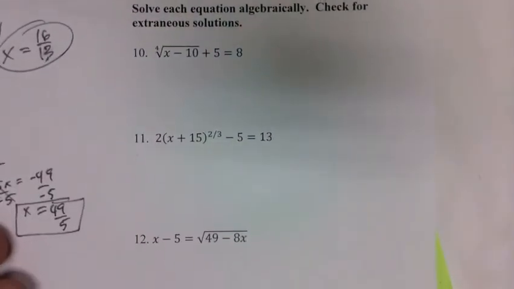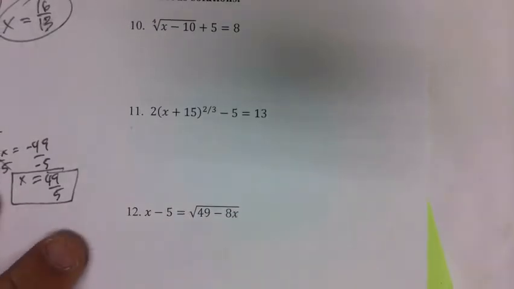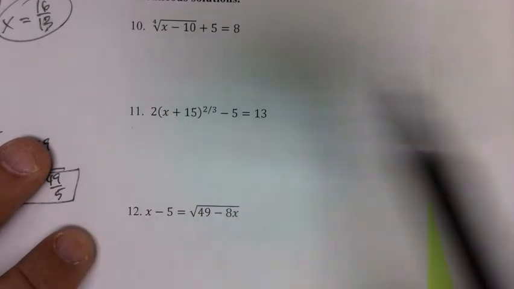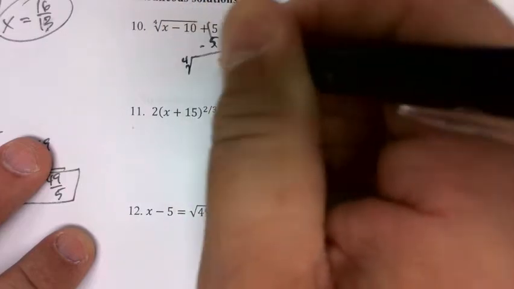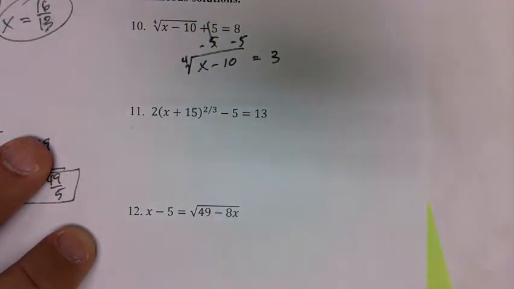Moving on. Solve each of these algebraically. Check for extraneous solutions. You got to make sure you do that. Okay, so remember, I isolate, bring to a power, solve what's left, and check. So I'm going to subtract 5 to isolate this first. That gives me the 4th root of x minus 10 equals 3. 8 minus 5 is 3.